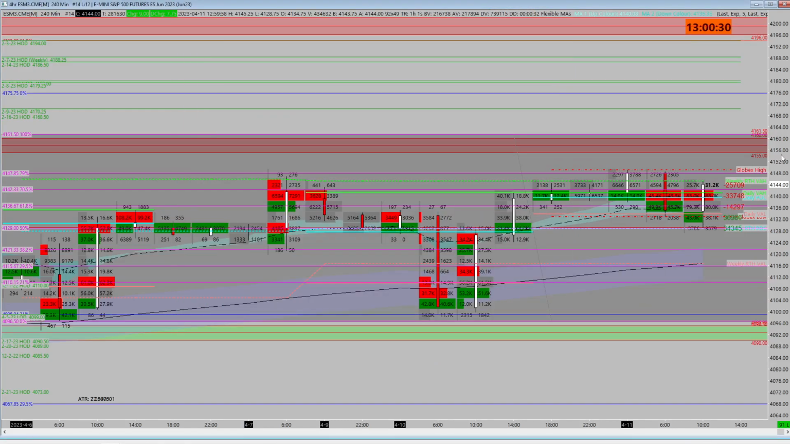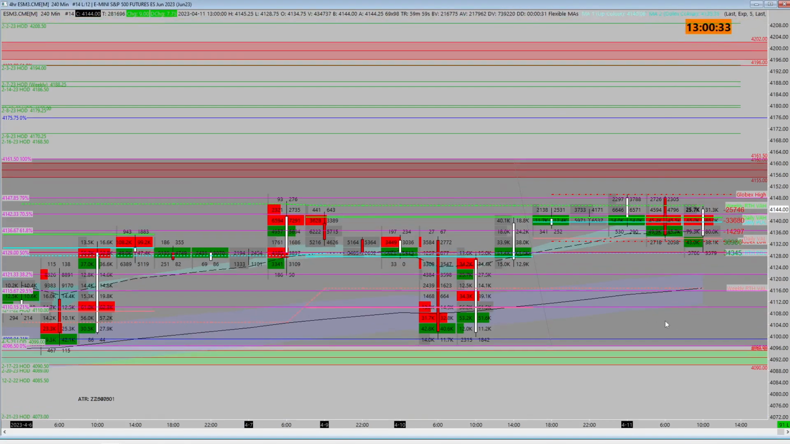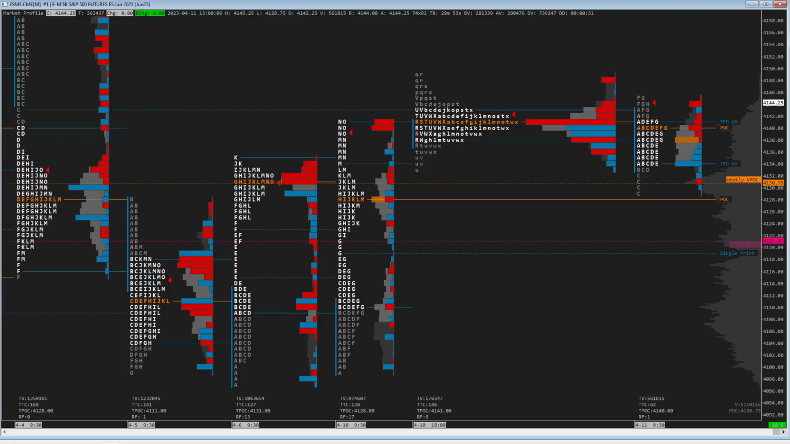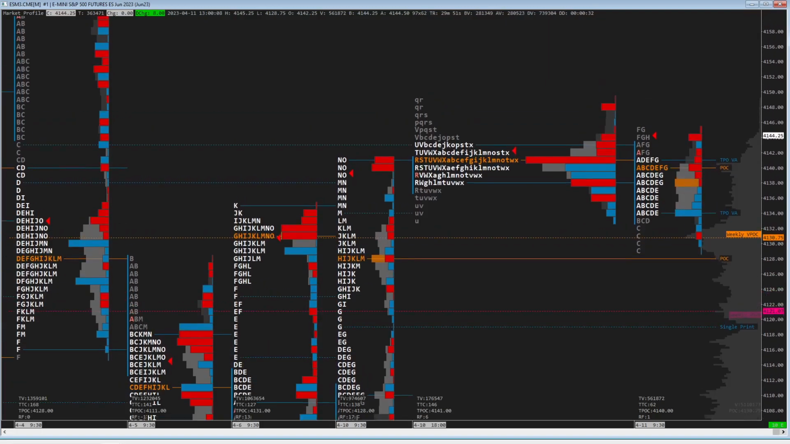So today's daily plan, we had 2 sell zones, 1 buy zone. And as you can see, we have not traded any zone. And when we look at the TPO, what do we see?